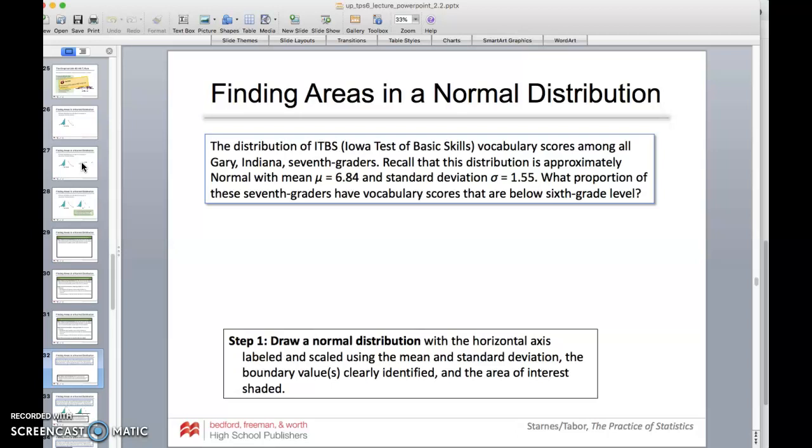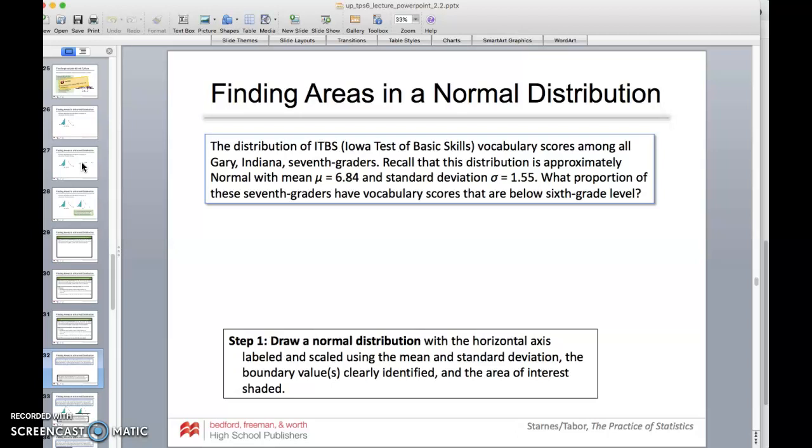So let's go back to this. Distribution of the Iowa Test of Basic Skills vocabulary scores among Gary, Indiana 7th graders. Recall the distribution was approximately normal, and the mean was 6.84, and our standard deviation was 1.55. So we want to know what proportion of these 7th graders have vocabulary scores that are below 6th grade level.